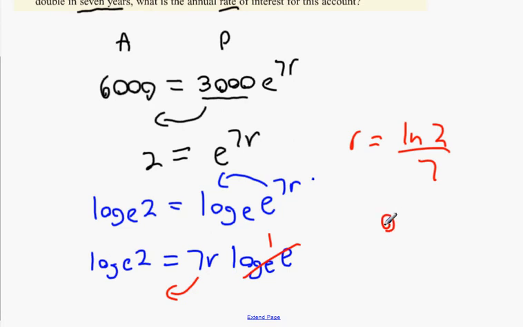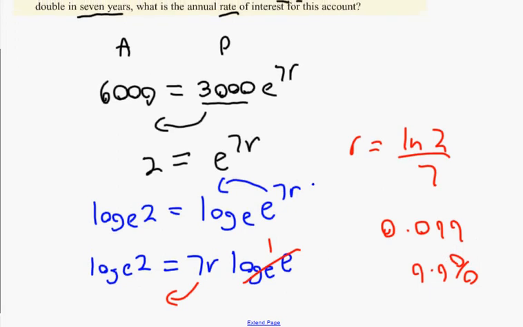And what is 0.099 in percentage form? Hundreds, tens, units, so 9.9%. And that is your answer for the first one. Yeah, 9.9%.